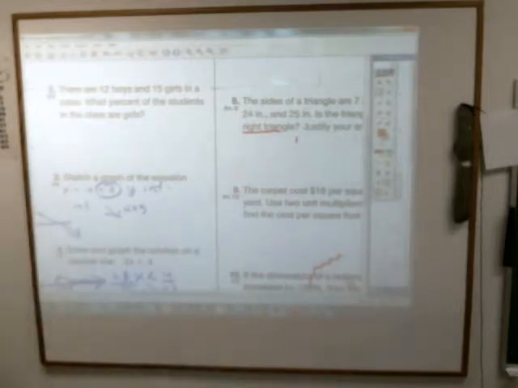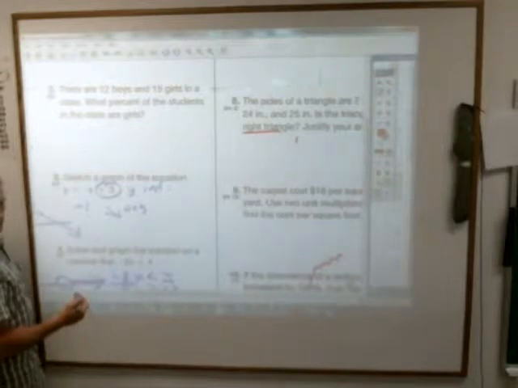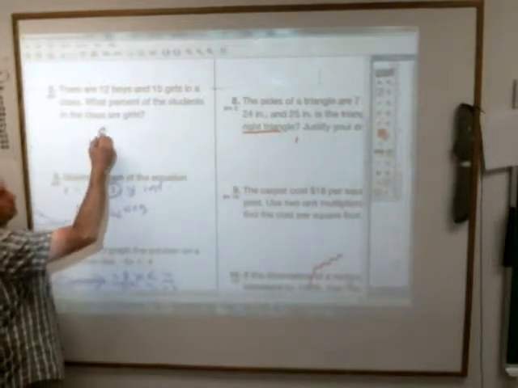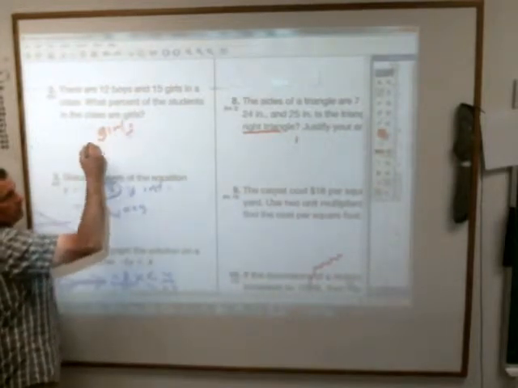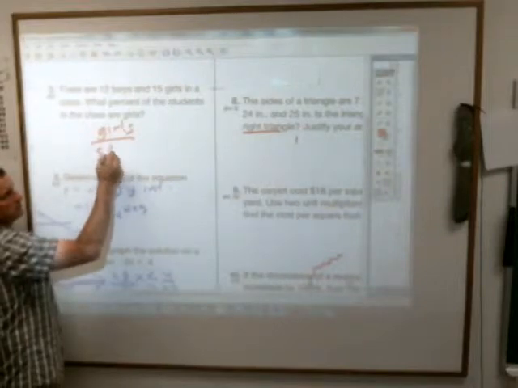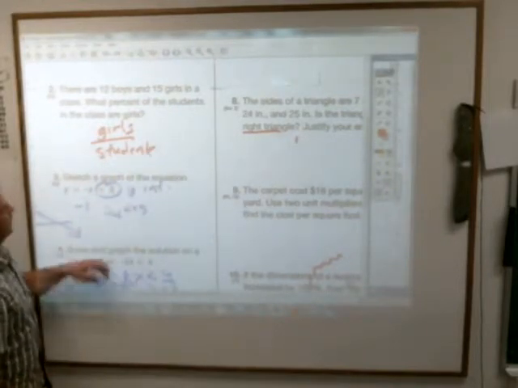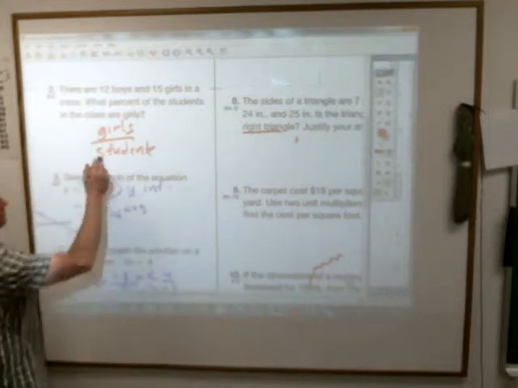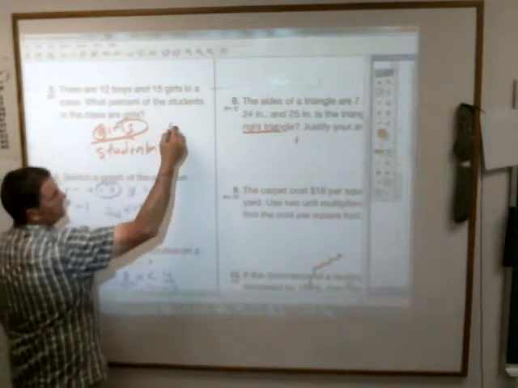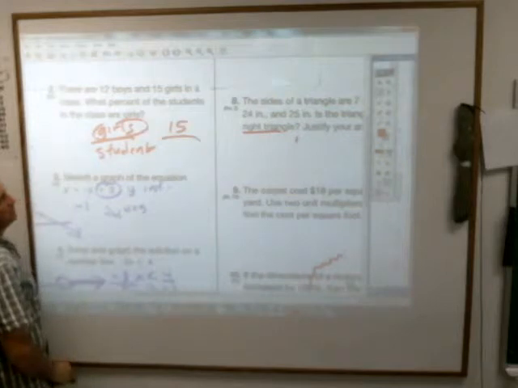Number 2: what percent of the students in the class are girls? So to find the percent, you want girls out of total students. Right? Isn't that what it asks you? How many students are girls? Well, how many girls are there? 15 girls. How many students are there?